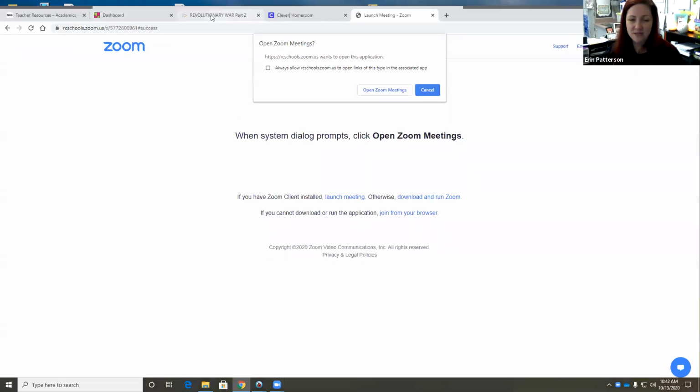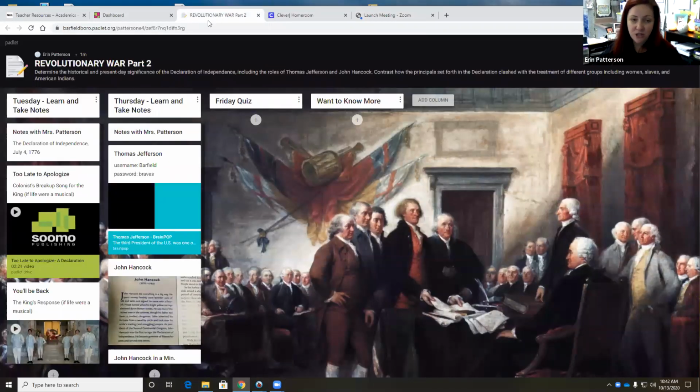Today in Social Studies, we're in Revolutionary War Part 2. We're going to be zooming in specifically and looking at the Declaration of Independence this week. Last week we talked about the battles that are happening. Gunshots have been fired, cannons have been fired. Peace with Great Britain and the colonists is no longer an option.